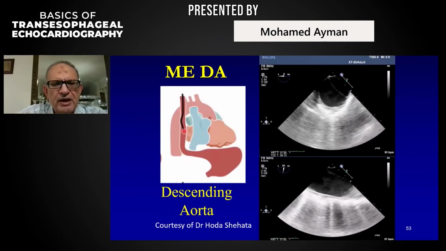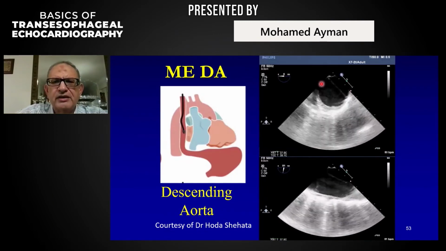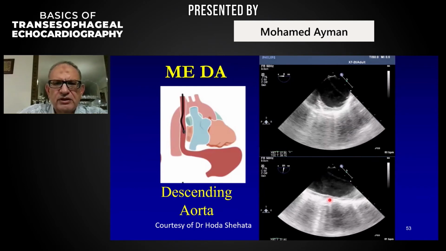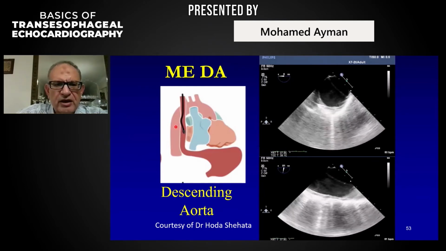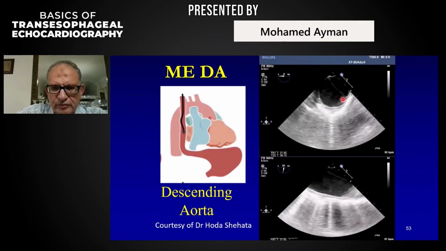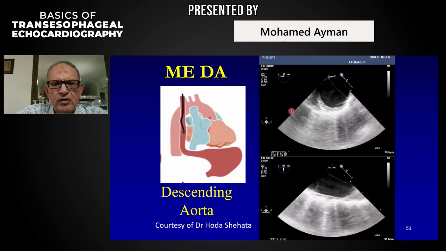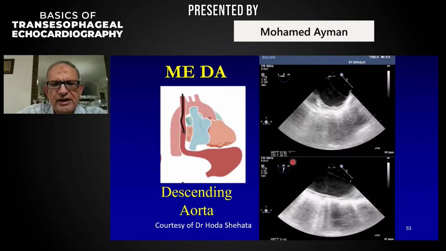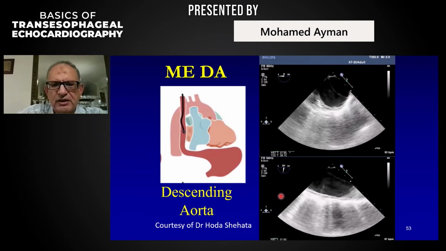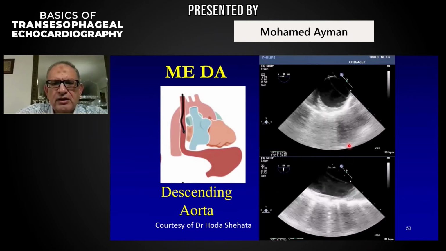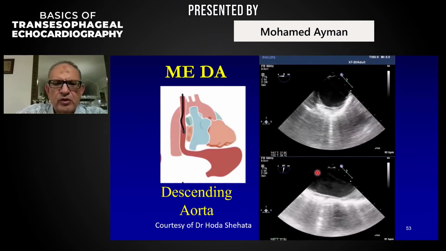Going a little bit deeper and rotating the probe, we are cutting the descending thoracic aorta. If you cut it at 0 degrees, you are going to get a horizontal cut like this. And if you increase the angle to 90, you are going to get a longitudinal cut of the aorta. So this is a short axis, and this is a long axis.